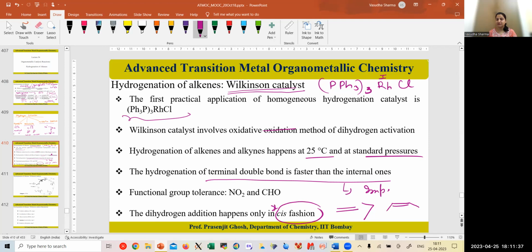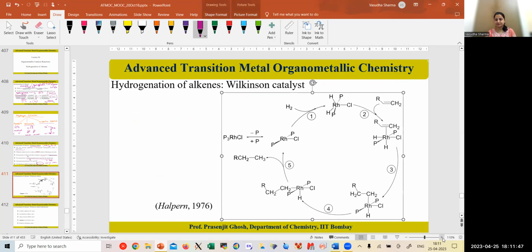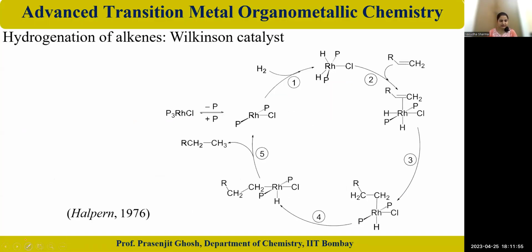These are very important points that have to be kept in mind while solving questions and understanding the mechanism. So here is the mechanism, I will just draw it for you. So, this is our catalyst, this is our Wilkinson catalyst, where P stands for the phosphorus group.